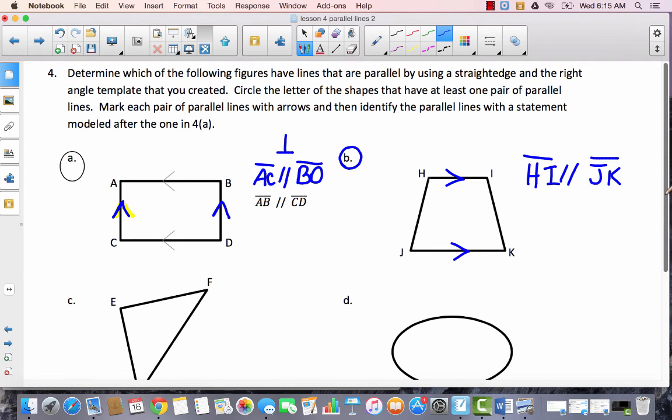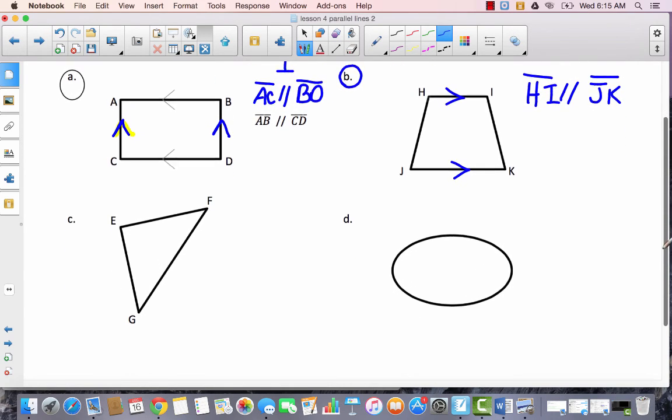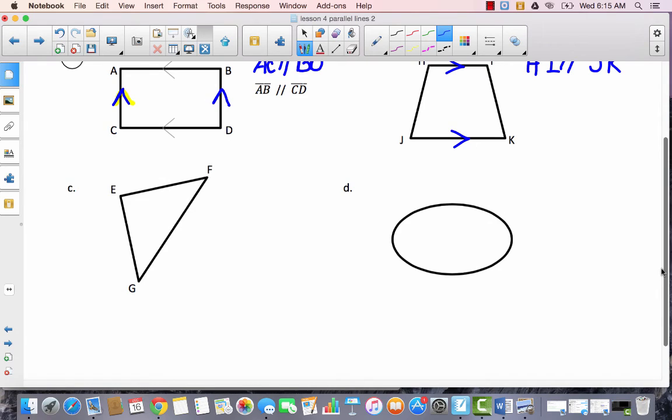All right, I want you to go ahead and try to do C and D by yourself and then come back. All right, so could you find any parallel lines in object C? I couldn't, so I'm not going to circle it. Could you find any line segments in shape D? Me either. So we really didn't have to do anything to those shapes.